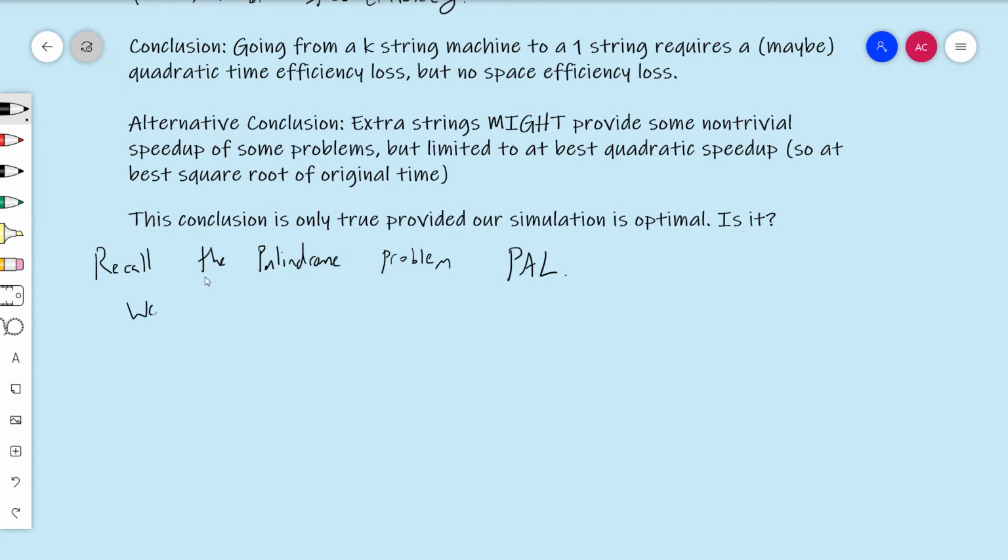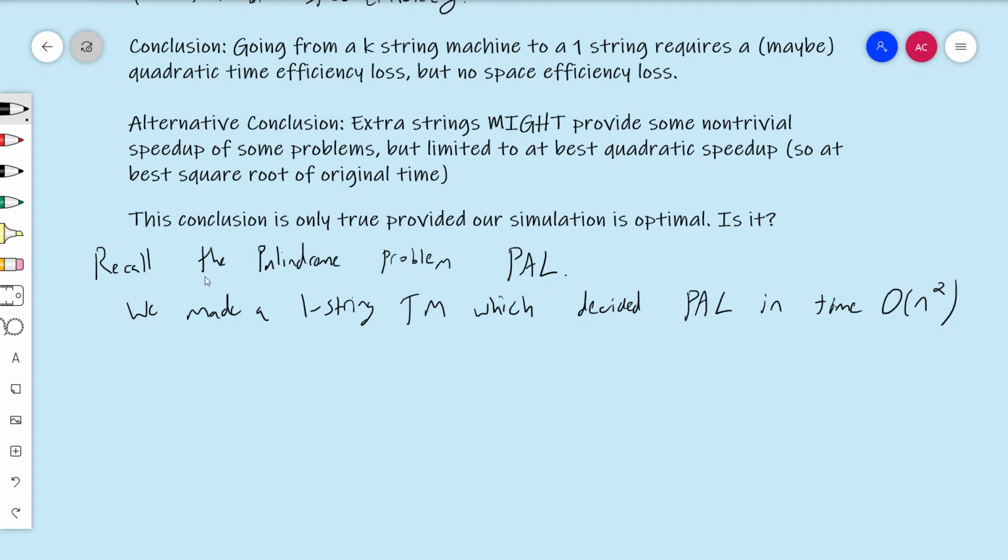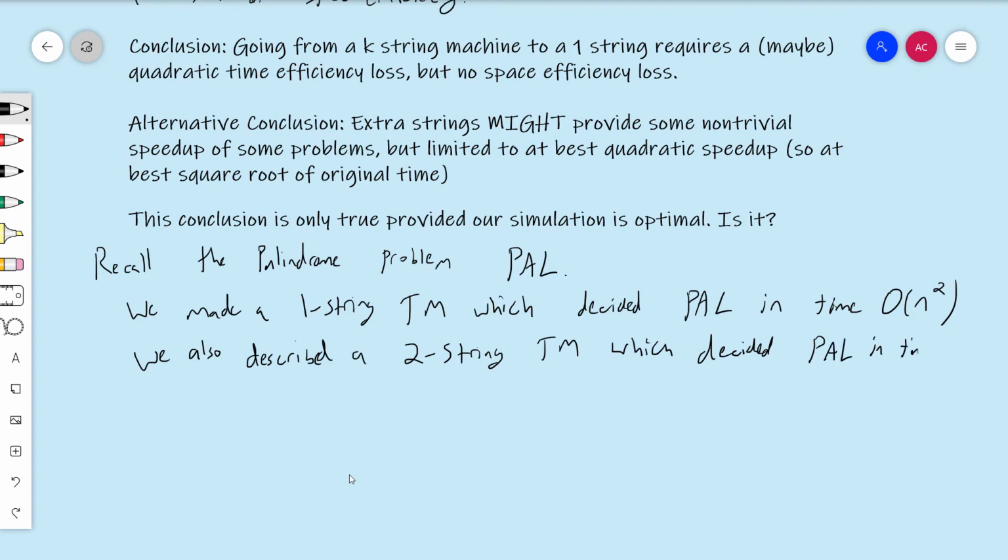Recall we made a one-string Turing machine, one-tape Turing machine, which decided PAL in time O of n squared. If you go back and look at that algorithm, you'll see that it operates in time O of n squared. We also described, we didn't make it explicitly, but we described a two-string Turing machine, which decided PAL in time O of n.